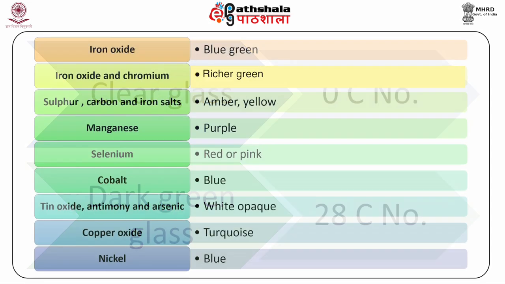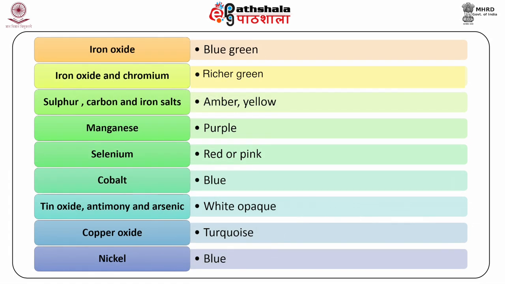Various additives and the colors they give. Now, iron oxide gives blue-green color, whereas iron oxide and chromium gives richer green color. Sulfur, carbon, and iron salts gives out amber and yellow color. Along with it, manganese gives purple color. Selenium gives out red or pink color. Cobalt gives out blue color. Tin oxide, antimony, and arsenic, when mixed as an additive, gives out white opaque color. Copper oxide, on the other hand, produces turquoise color. Nickel along with cobalt gives blue color.